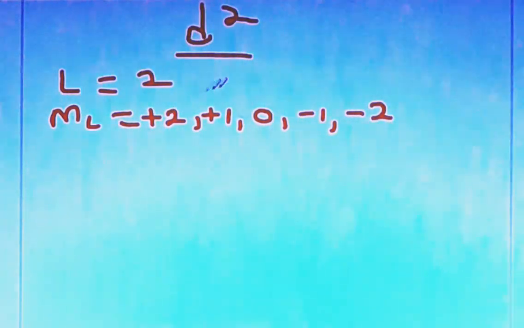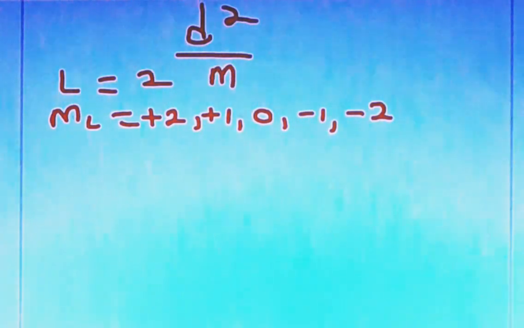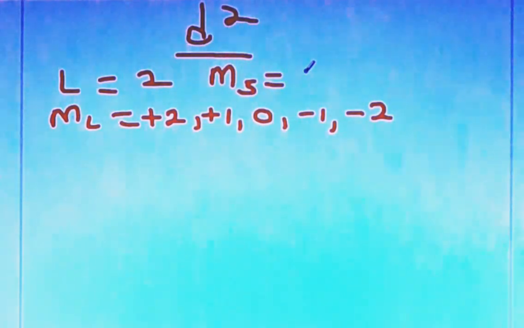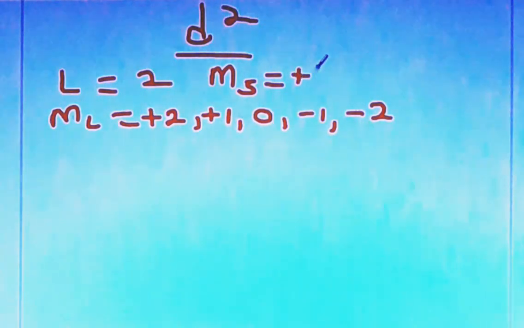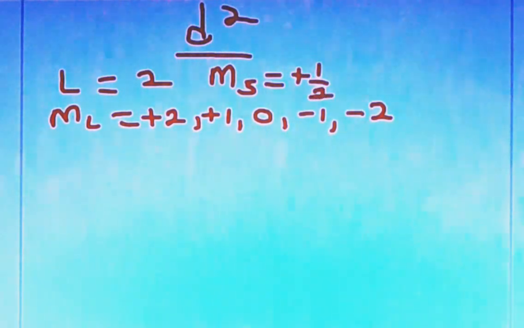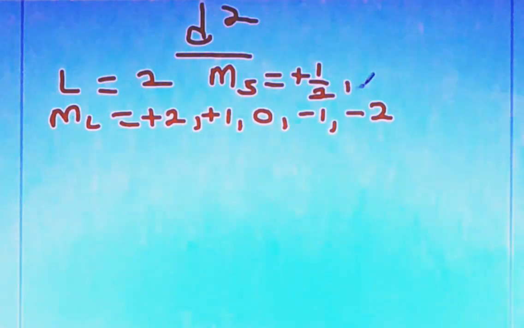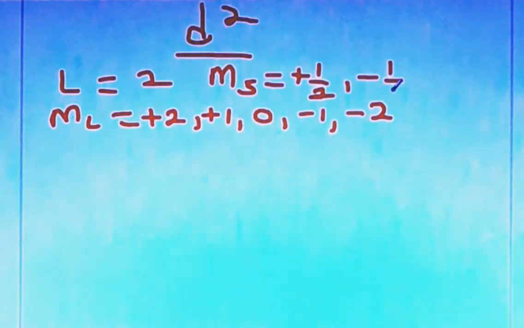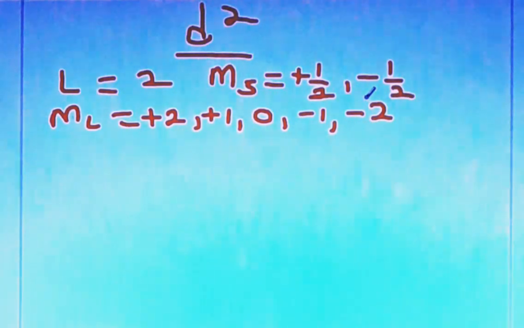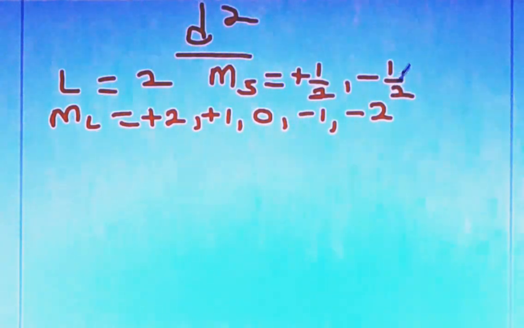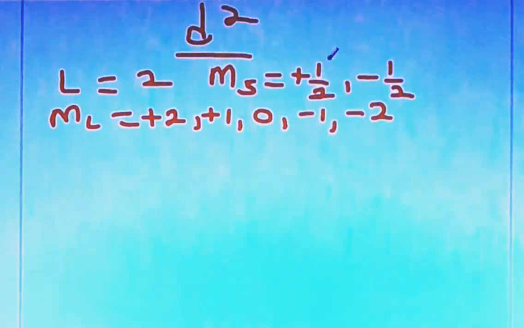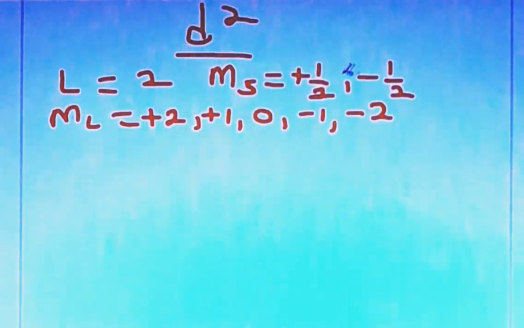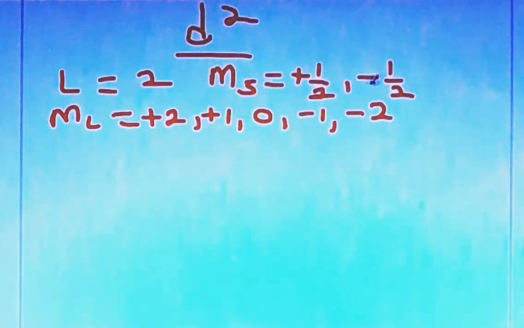Then we write down the spin quantum number represented by ms. So each electron can spin upwards, represented by plus half, or spin downwards, represented by negative half. So it either spins against the field or spins in the direction of the field, which is represented by either plus half or negative half.